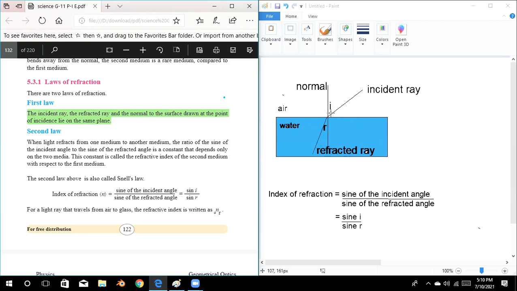Here there are two media. Here is the air medium and here is the water medium. This is the surface between these two media, right? That is the first law. Then the second law.